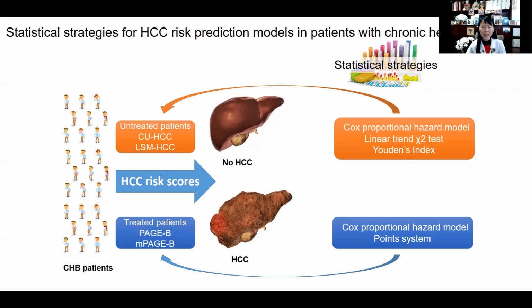Sometimes we also use the Youden's index to identify the optimal cutoff to have either high sensitivity, specificity, or the highest sum of these two important characteristics. And we very often also involve some point system because that would be easier to apply clinically. For example, in the PAGE-B score, each characteristic would be assigned various points. When we add them together, we get a sum of the score, and the score will easily stratify our patients into different levels of HCC risk. Usually it will be low risk, intermediate risk, and high risk.